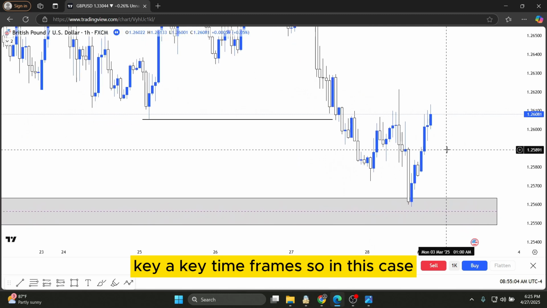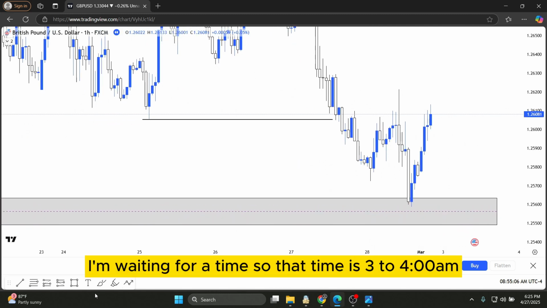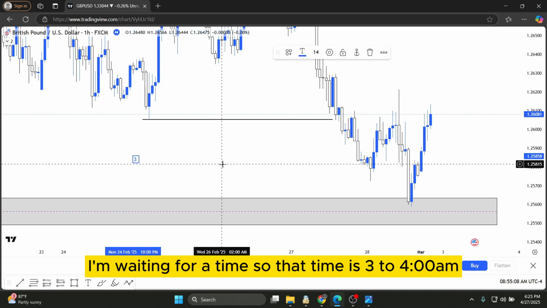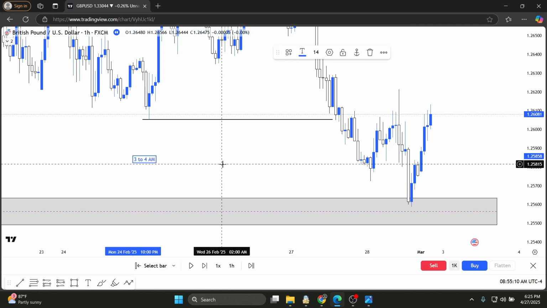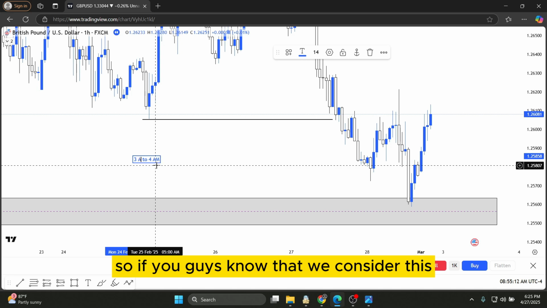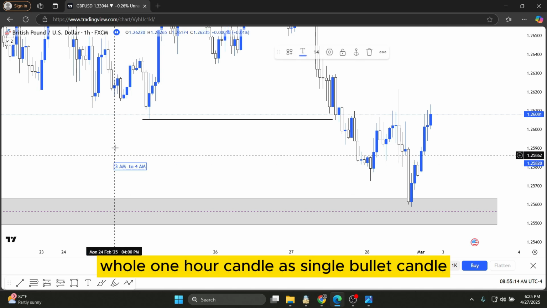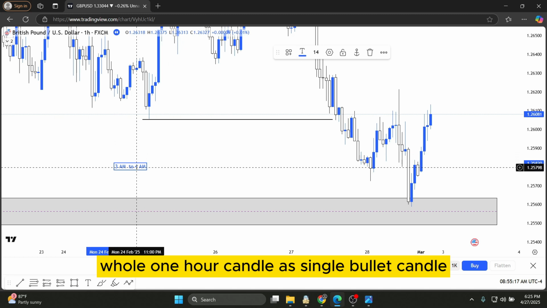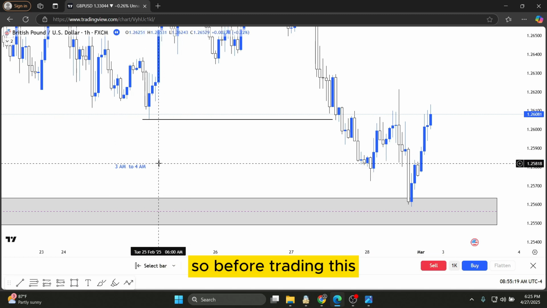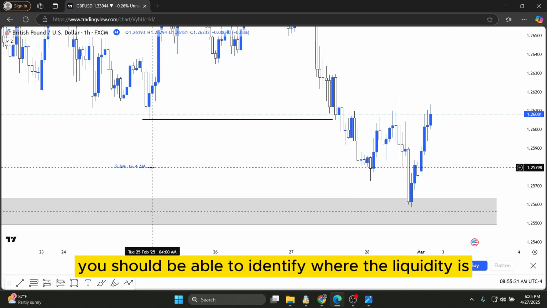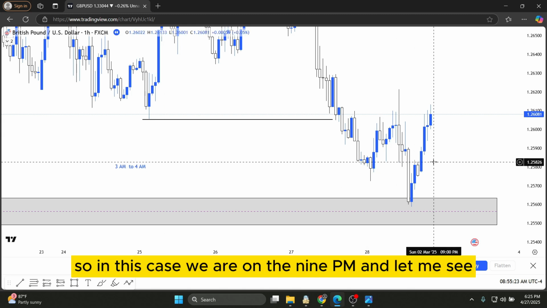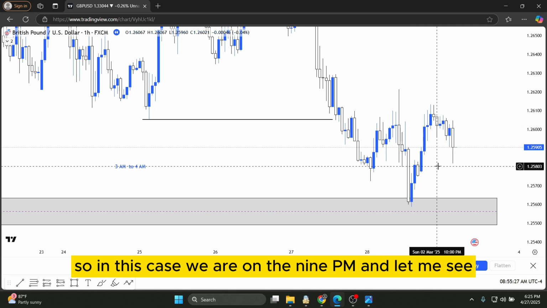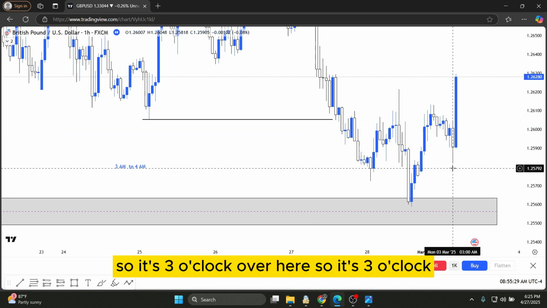So in this case, I'm waiting for a time. That time is 3 to 4 a.m. If you know that, we consider this whole 1 hour candle as the silver bullet candle. Before trading this, you should be able to identify where the liquidity is. Okay guys, so in this case, we are at 9 p.m. and let's see. Okay, so it's 3 o'clock over here.